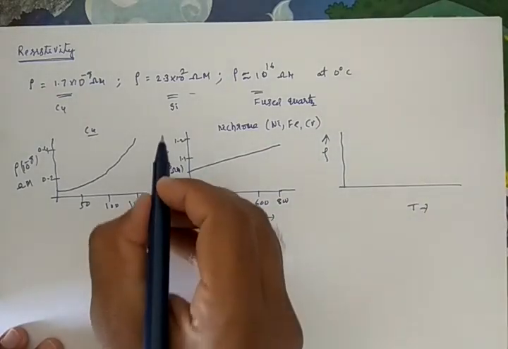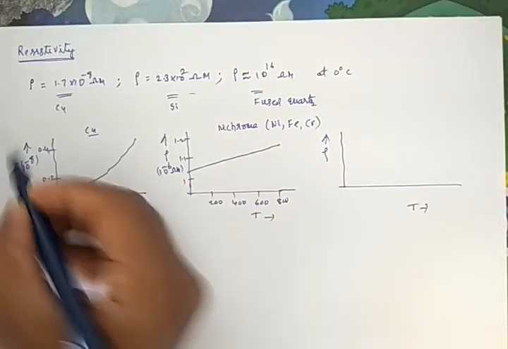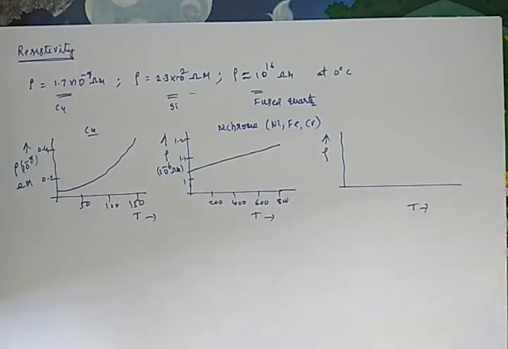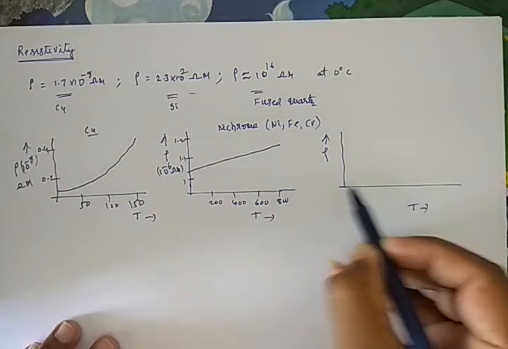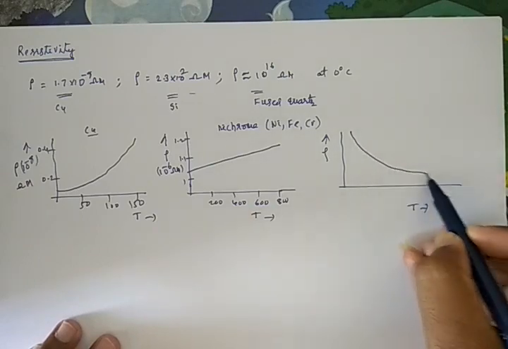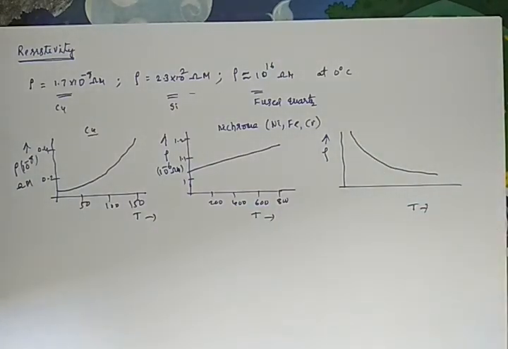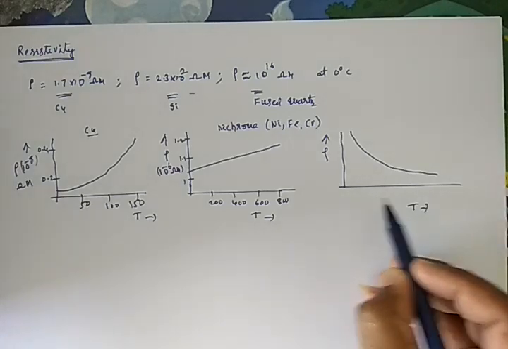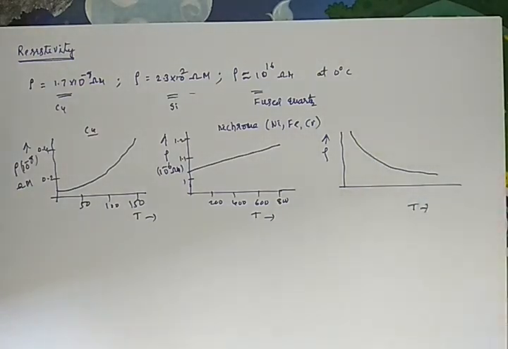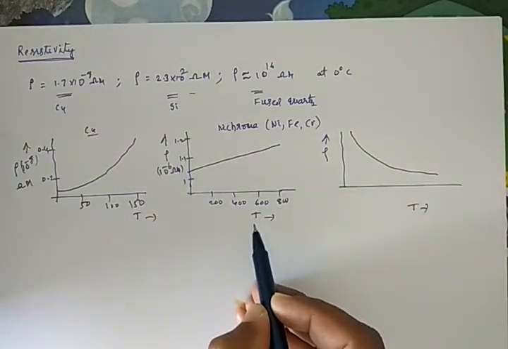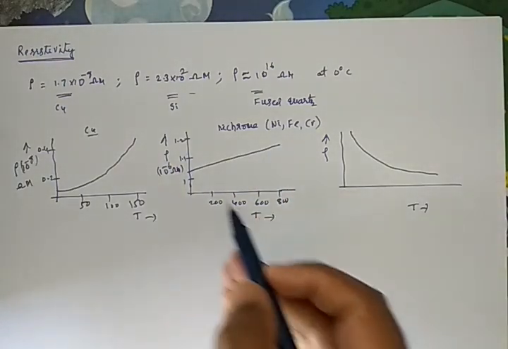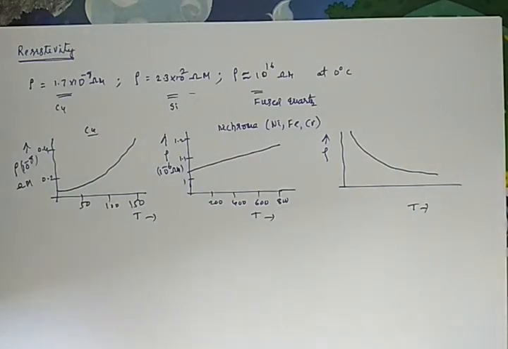If you take the resistivity of a semiconductor, maybe for silicon, then the resistivity of a semiconductor decreases as temperature increases. I'm not writing any scale here; this is simply a qualitative graph just to say that as you increase temperature, resistivity is coming down. It means conductivity is increasing. Here, resistivity is increasing with temperature, so conductivity decreases with temperature.